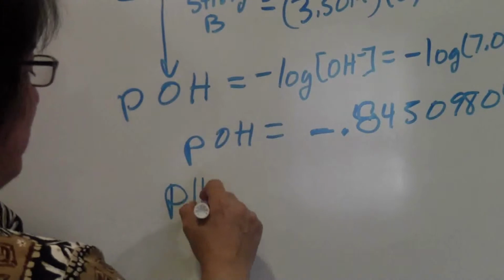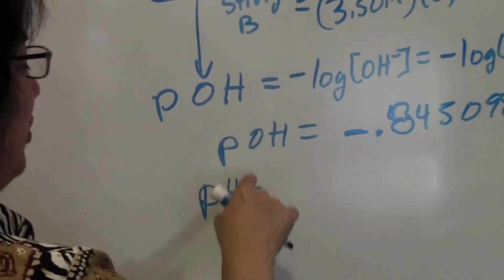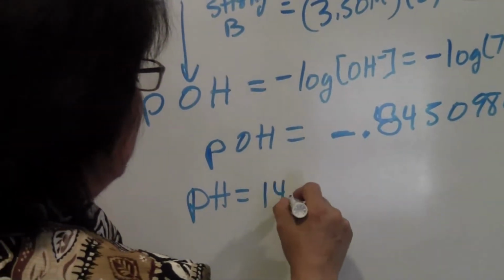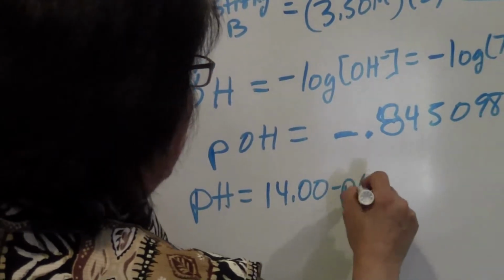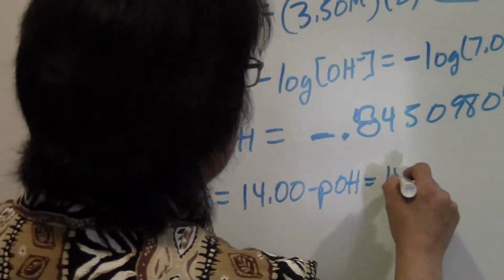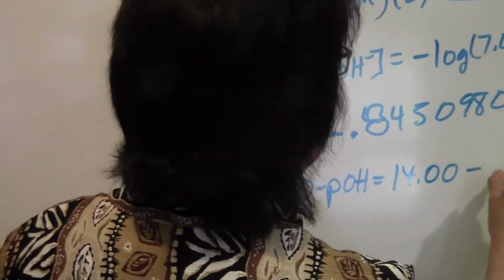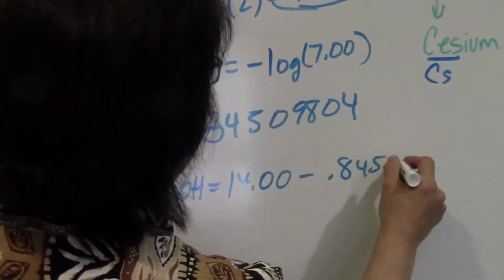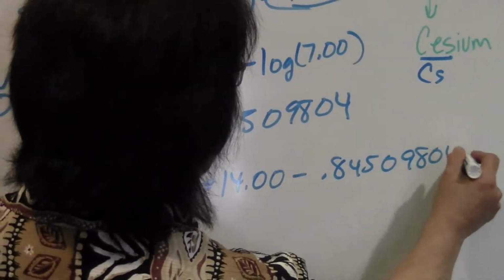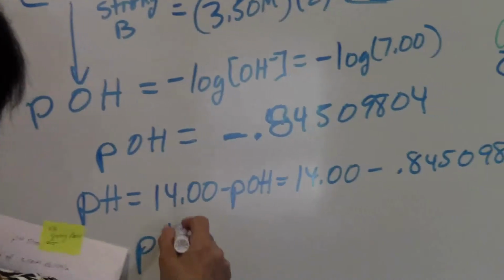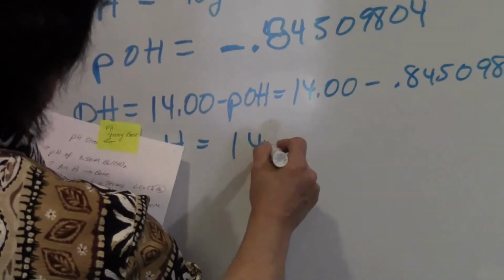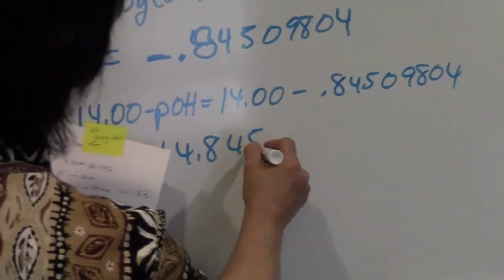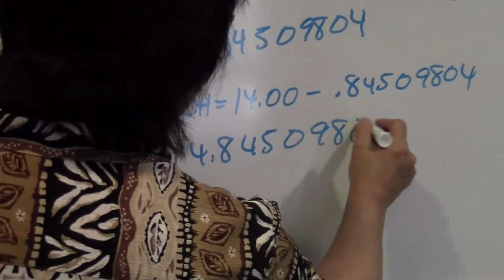pH, this is another memorized formula, to convert from pOH to pH is the memorized formula 14 minus pOH. So we have 14 minus 0.845098004. So we end up with a pH of 14.845098004.